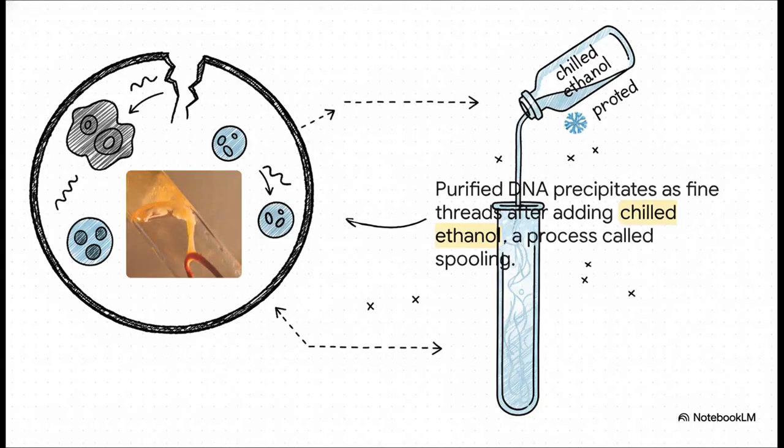So step 1 is getting the pure DNA. To do that, you have to break open the cell walls, maybe with lysozyme for bacteria or cellulase for plants. Then you use other enzymes to get rid of any contaminating proteins or RNA. The last part is super cool. You add chilled ethanol to the mix, and because DNA can't stay dissolved in it, it suddenly appears out of the solution as these fine white threads. You can even collect them by winding them onto a glass rod in a process called spooling.